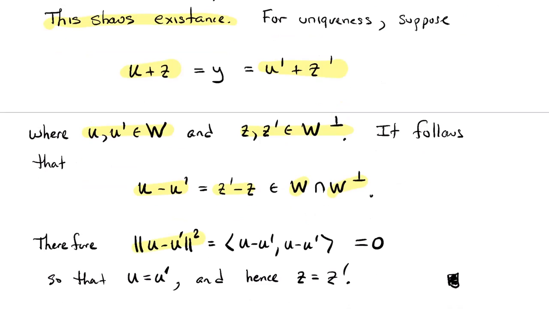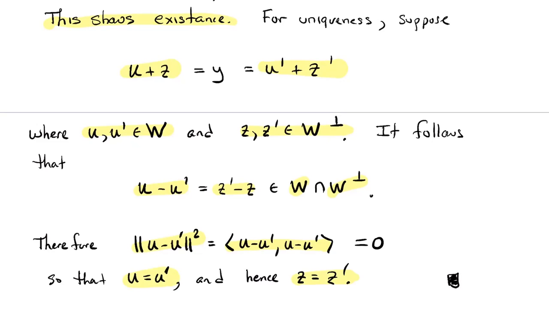So if I look at the square of the length of u minus u prime, it's the inner product of it with itself. Well, if I just remember that u minus u prime is in W, but it's also in W perp, that inner product has to be 0. If that inner product is 0, then u minus u prime is the 0 vector. That is, u is equal to u prime. And then if that's the 0 vector, then z is equal to z prime. So that proves our theorem, that proves the uniqueness.